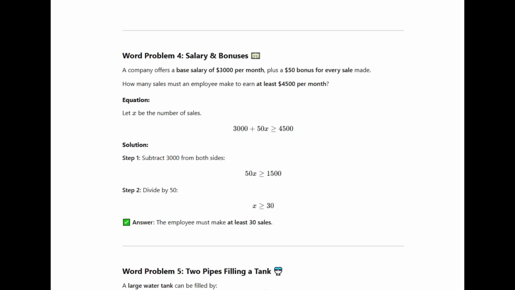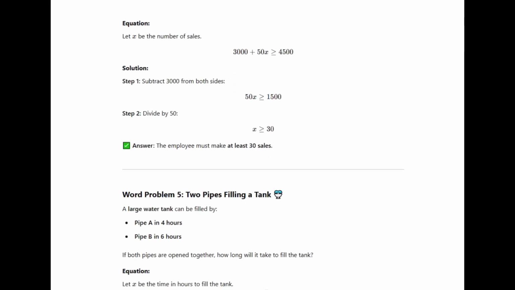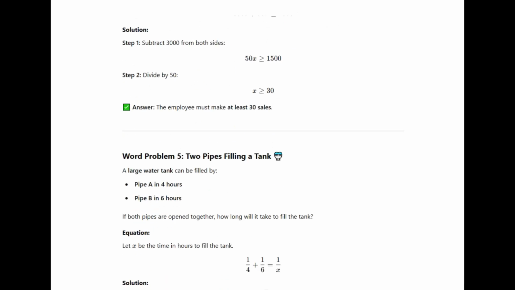Solution. Step 1. Subtract 3,000 from both sides. 50x is at least 1,500. Step 2. Divide by 50. x is at least 30. Answer: the employee must make at least 30 sales.